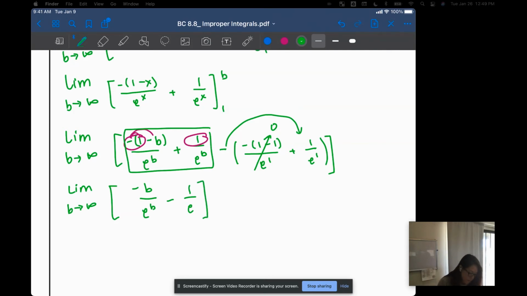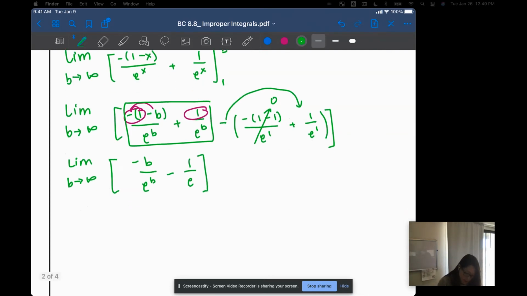Okay, from here, I'm going to plug in infinity, direct substitute, to give me negative infinity over e to the infinity minus 1 over e. And I have a problem right here. This is an indeterminate. This is basically negative infinity over infinity, okay? And so I can apply L'Hopital.